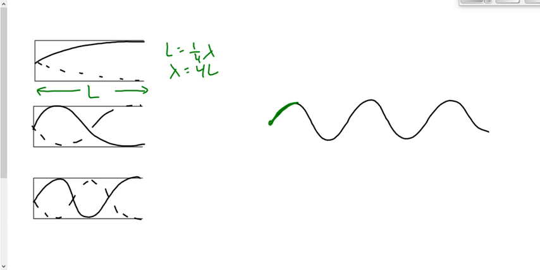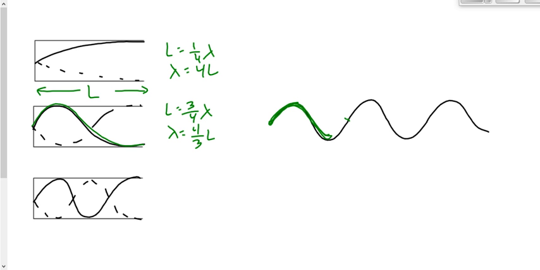Next one, we go from here to here, or like this. How much is that? How much of the wave is that? This would be one complete wave. What we've just done there is 3/4 of a wave. So we'd say L is equal to 3/4 of lambda, and we want to rearrange that to solve for lambda. Take the 4 up, the 3 down. It would be lambda is equal to 4/3 times L.